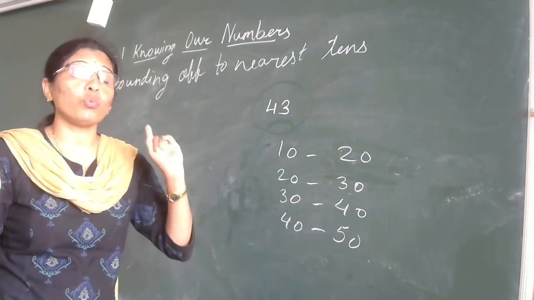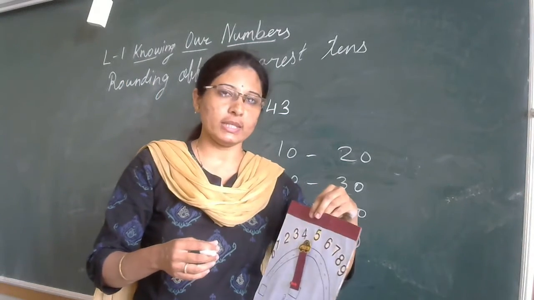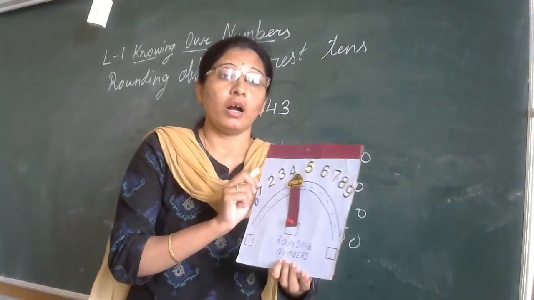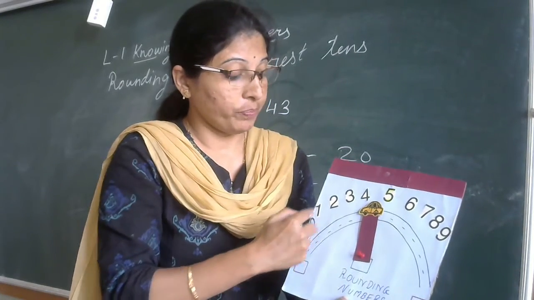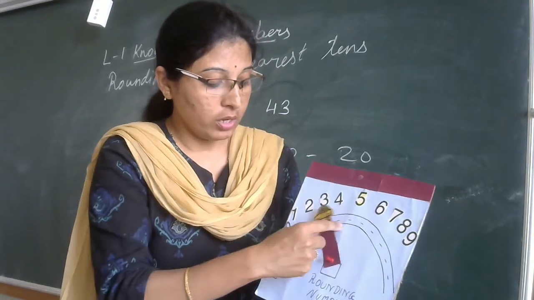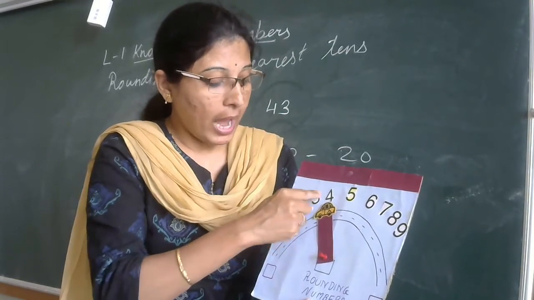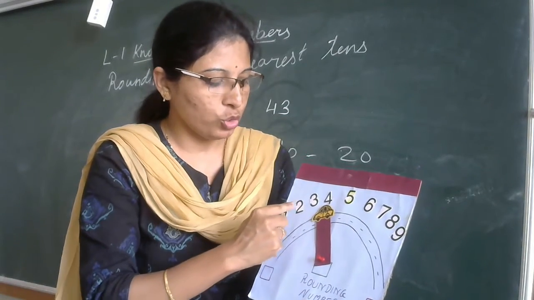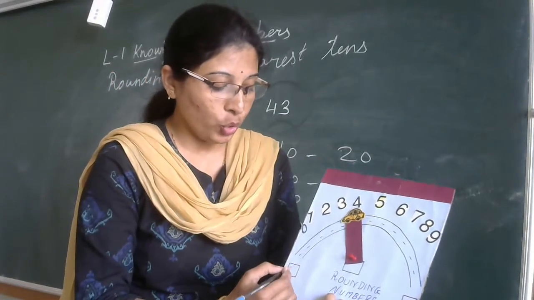For that, one rule is there. Here you can see one activity, which you can also make: there are some numbers, one road, and a vehicle is going. The numbers which have 0, 1, 2, 3, 4 in the ones place will be nearer to the previous ten.